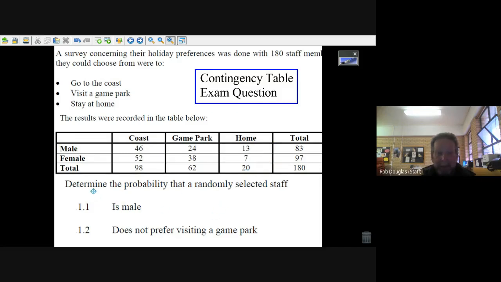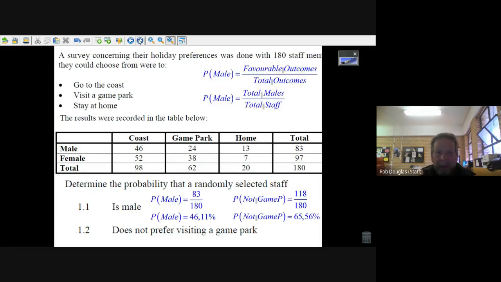Okay, so now it says determine the probability that a randomly selected staff is male. Well, we just have to make a fraction here, and the probability of male is favorable over total. So we find the total number of staff and divide the number of males by it. The probability of male: there's 83 males in total, divided by 180 staff in total. That's 46.11% on my calculator.